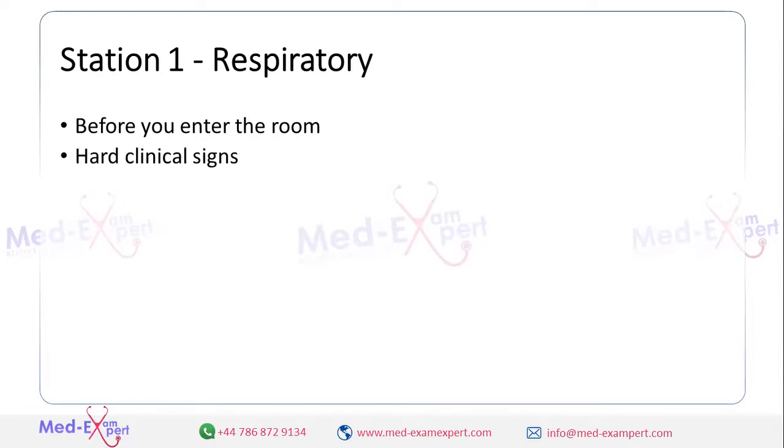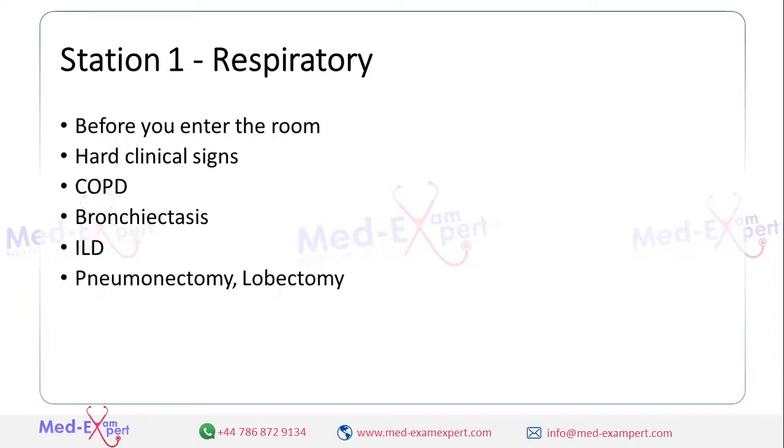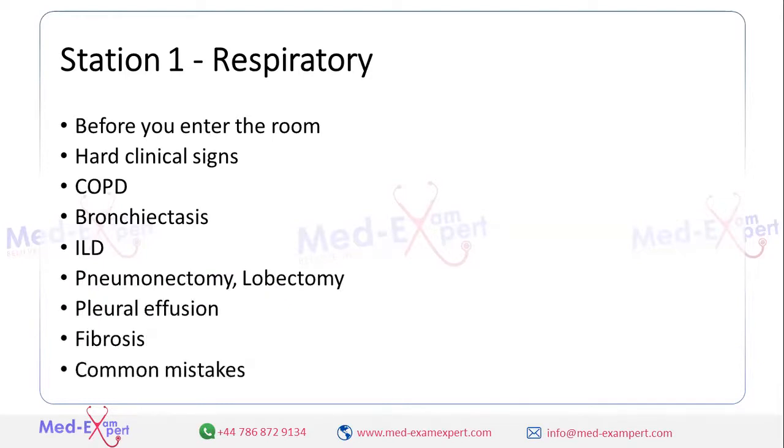Now, when you examine the respiratory system, what are the hard physical signs? Hard physical signs are usually clubbing, presence of any cyanosis, the trachea, the apex beat, and the auscultatory findings, that is crepitation, wheeze, or a combination of them. The most common cases you encounter in station 1 are usually COPD, bronchiectasis, interstitial lung disease, pneumonectomy, lobectomy, pleural effusion, lung fibrosis. Do remember, do not use any short form in the exam. So COPD should be spelled as chronic obstructive pulmonary disease.